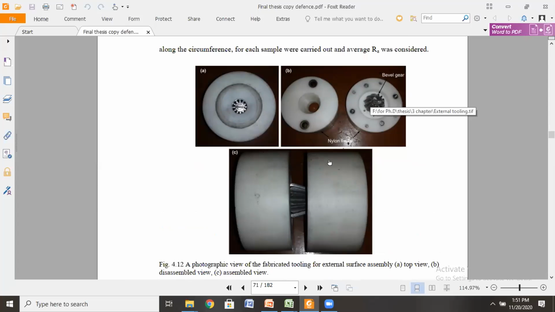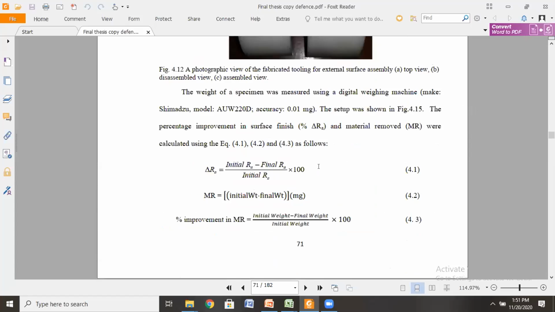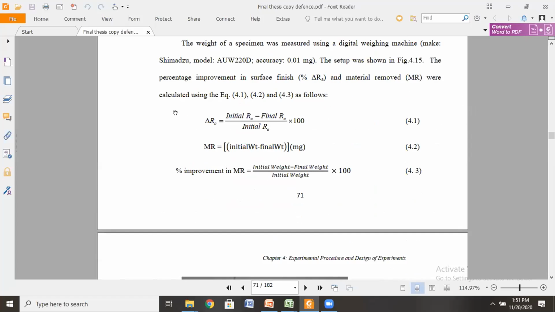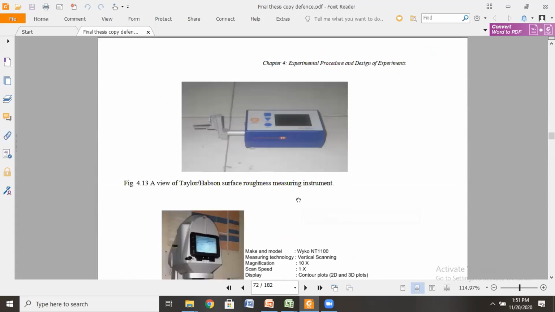For that also a fixture is planned, and we use these formulas for calculating delta Ra. Instead of taking simple Ra, we choose delta Ra, that is percentage improvement: initial Ra minus final Ra, divided by initial Ra, into 100. Here Ra is the average roughness, and MR is taken as the material removed. We have not quantified the rate actually. We quantified material removed in milligrams, initial weight minus final weight, and the percentage improvement on MR is also calculated. These are the various setups we have used while conducting the experiment.